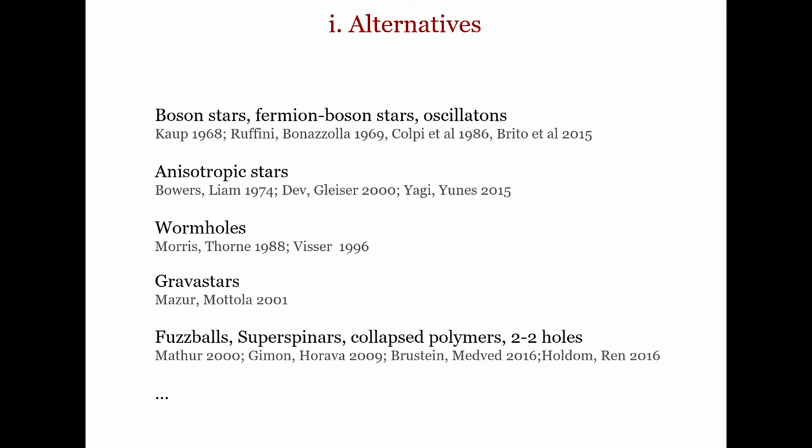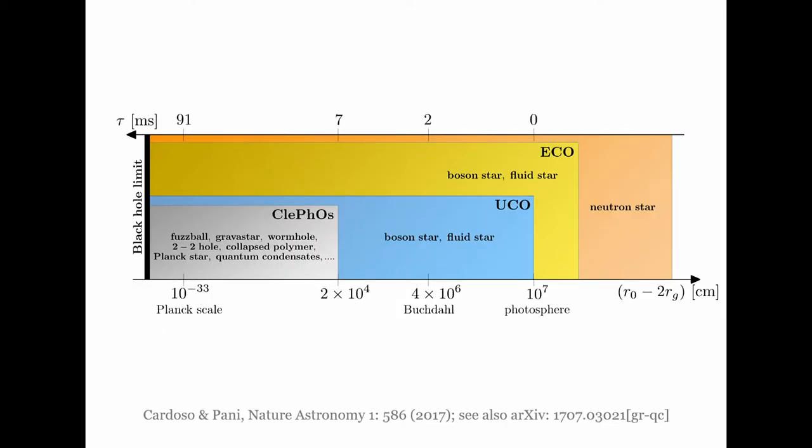Now you put this in a diagram where you have compactness and the time scale, or the time that it takes a photon to get from the light ring to the surface of the object, okay? Right, you see, I'm sitting at the light ring, I send this laser beam, and I measure how much time the photon takes to hit the surface and get back to me. I'll tell you why this is important.